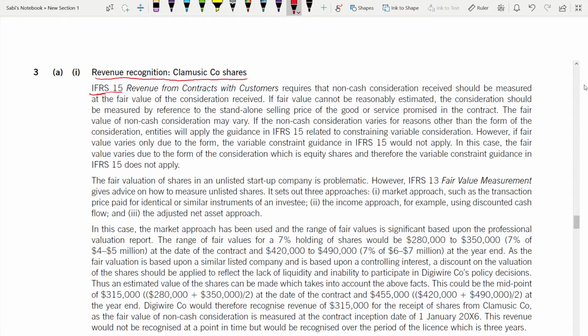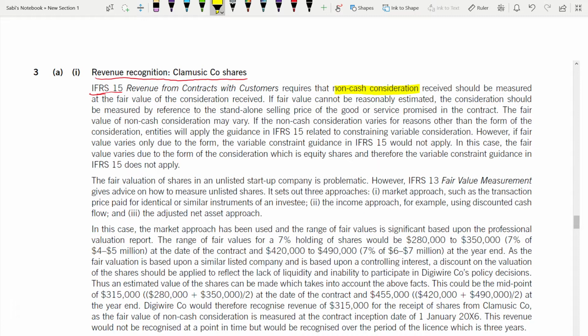Non-cash consideration. Here mark the words: non-cash consideration. Why? Because it is shares. Shares you are receiving, not cash. You are not getting cash for selling that 3-year license. You are getting shares. That is non-cash. So how are you going to deal in this IFRS 15 with the non-cash consideration?